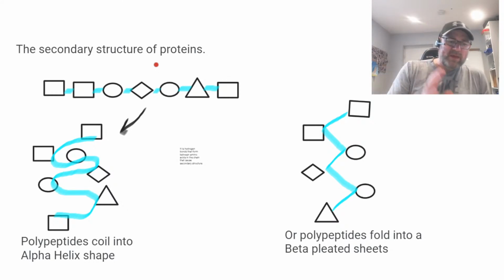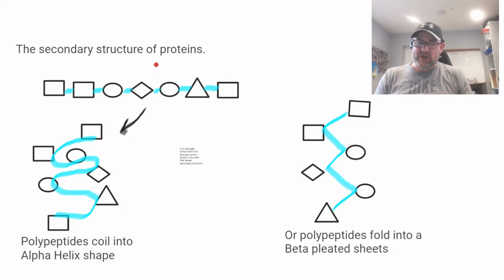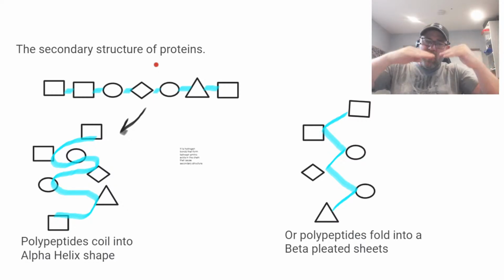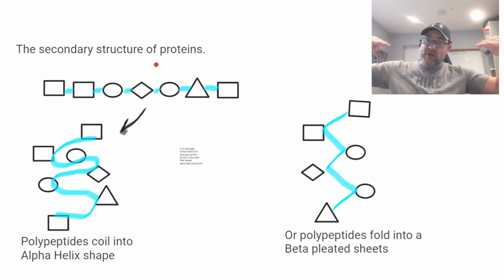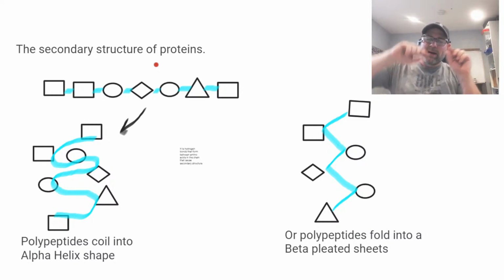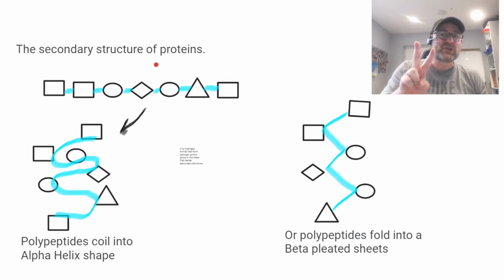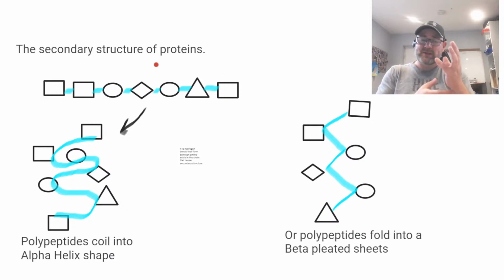So they then have a secondary structure. What that means is proteins, after they leave the ribosome as a straight chain, immediately, because they have different R groups, start to fold into different shapes. And there's 2 main shapes that all proteins fold into. And one is known as an alpha helix.